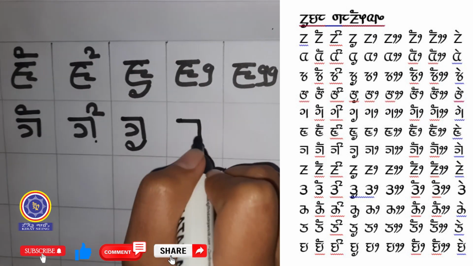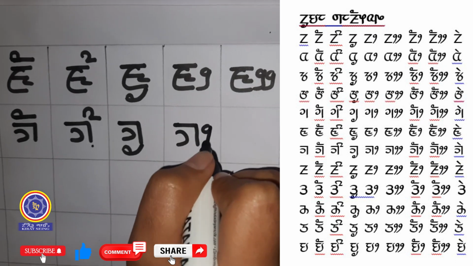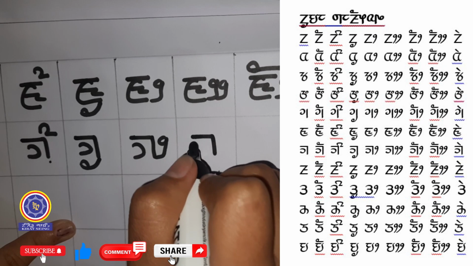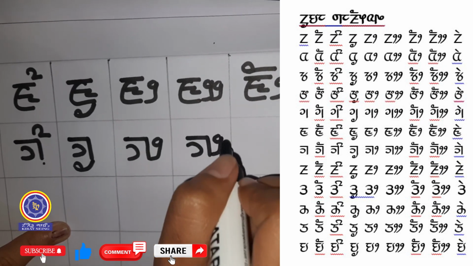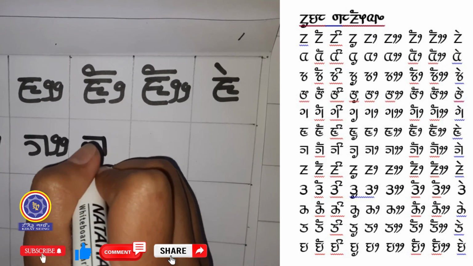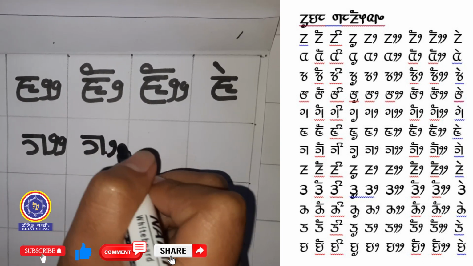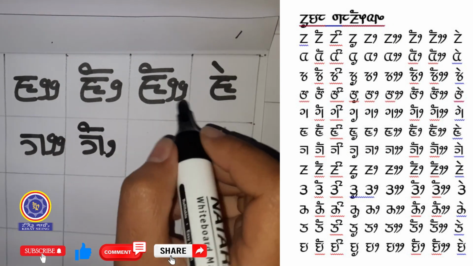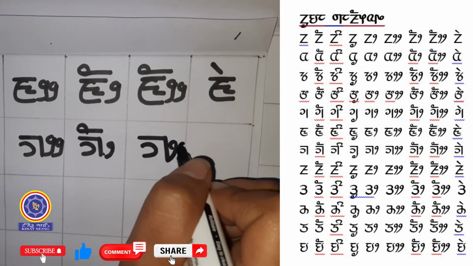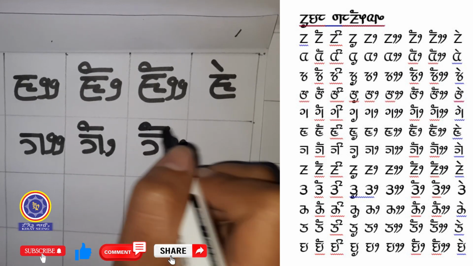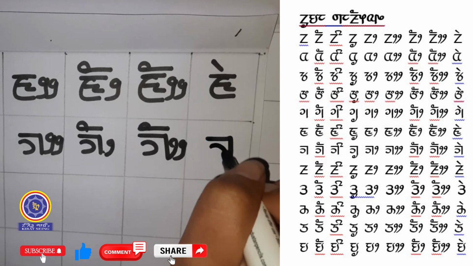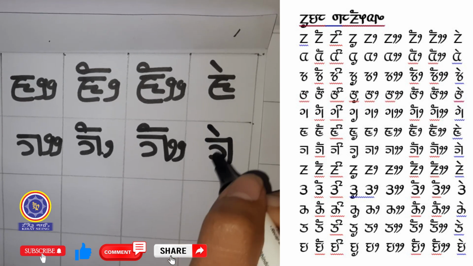And again write ja and add etu, ja etu je. And then again write ja and add ainu, ja ainu jai. And write ja and add tumbo, ja tumbo jo. And again write ja and add tummo, ja tummo jau. And the last is ja and add pecha, ja pecha je.